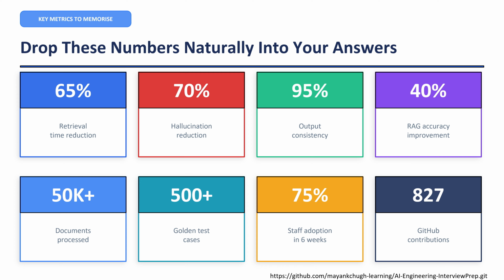And 827 GitHub contributions. This is a signal to any technical interviewer that you are an active builder, not just a talker. Don't read these like a list in your interview. Weave them naturally into your answers. For example: in our production deployment, we were processing 50,000 plus documents and saw a 65% reduction in retrieval time. That's how you use them.